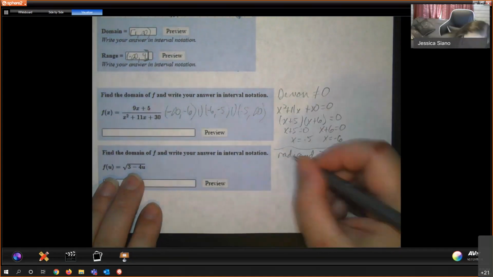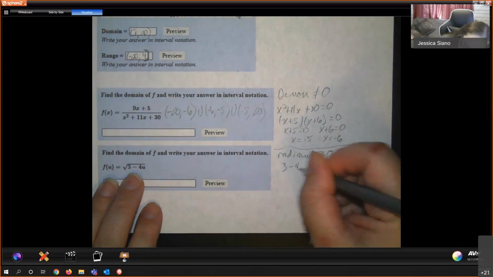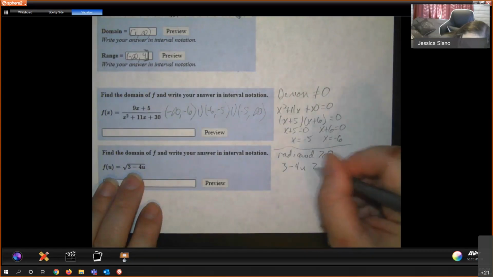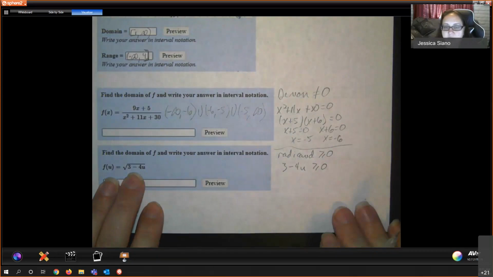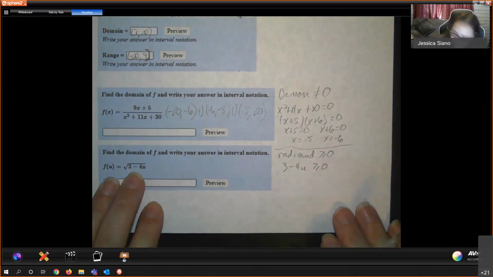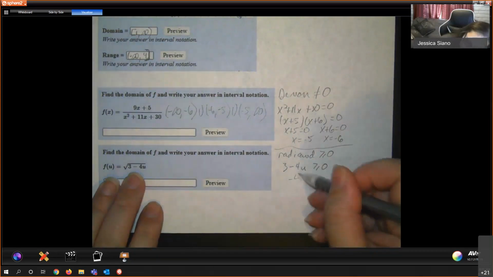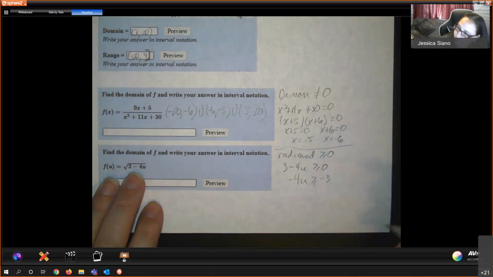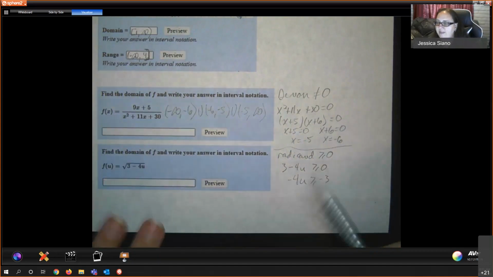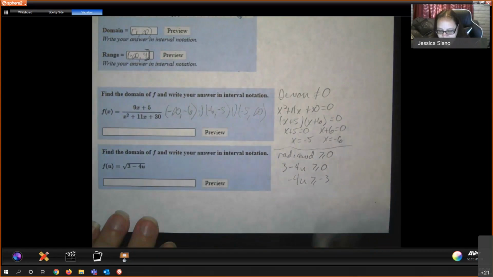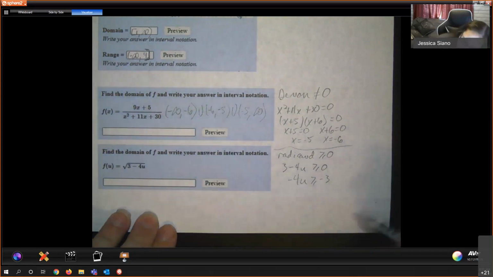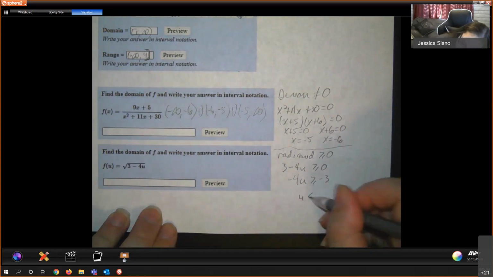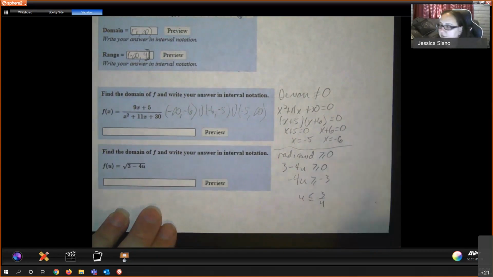So we're going to say, okay, the domain of this function is everywhere that 3 minus 4u is greater than or equal to 0. And then we're going to solve. Subtract the 3. And now I'm going to divide by the -4, keeping in mind that with an inequality, when I multiply or divide by a negative, I have to flip that sign. So this would be u is less than or equal to 3/4.